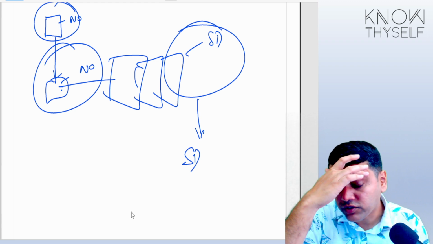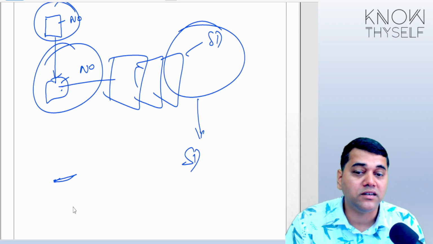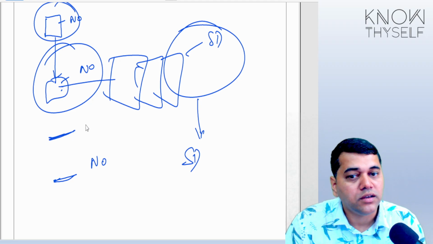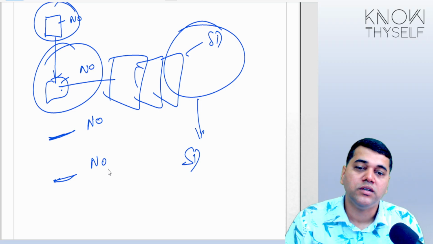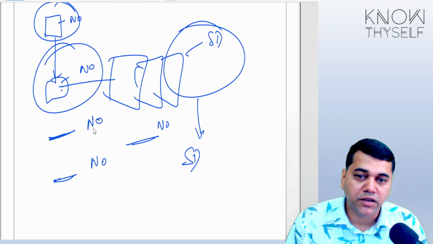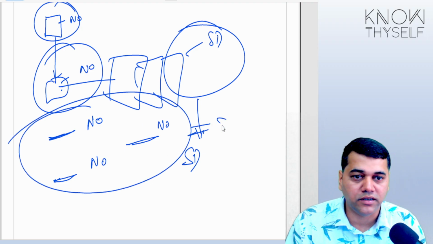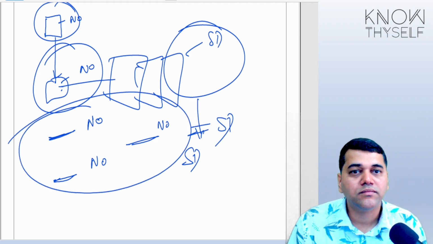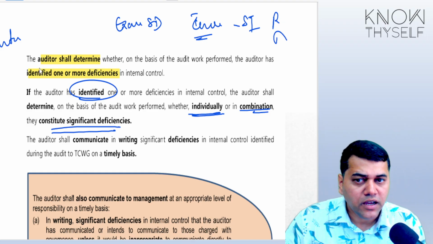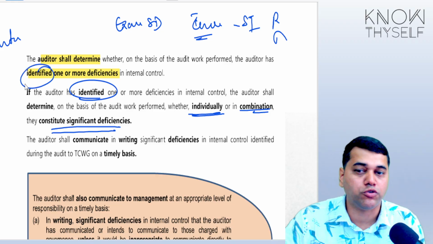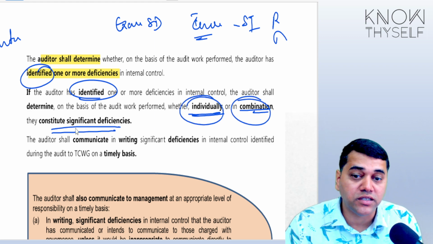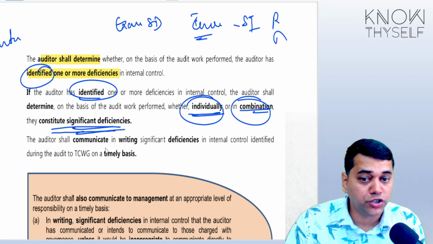This is what the auditor has to see. Like somebody has got a cut on the leg. Is it a significant deficiency? No. Somebody has got sugar. Is it a significant deficiency? No. Somebody is eating sweets left and right. Is it a significant deficiency? No. But if I combine all three things together, then it's a significant deficiency. So this is what the auditor should do. First thing, have you identified a deficiency? That's the first question. Second, whether they are individually or in combination a significant deficiency. This is what you need to decide.